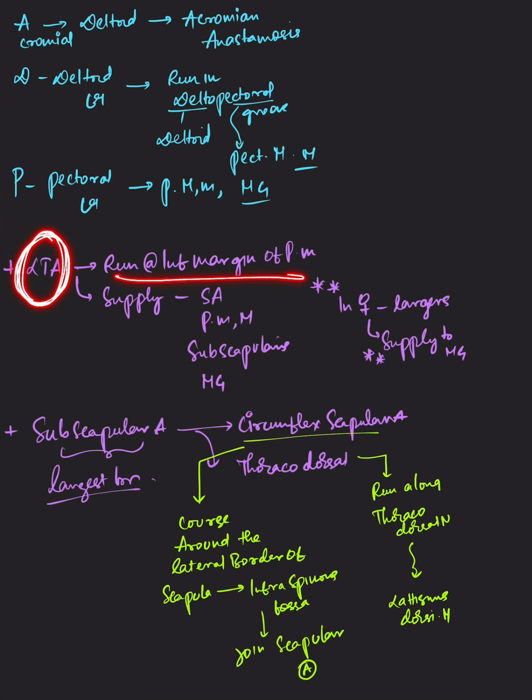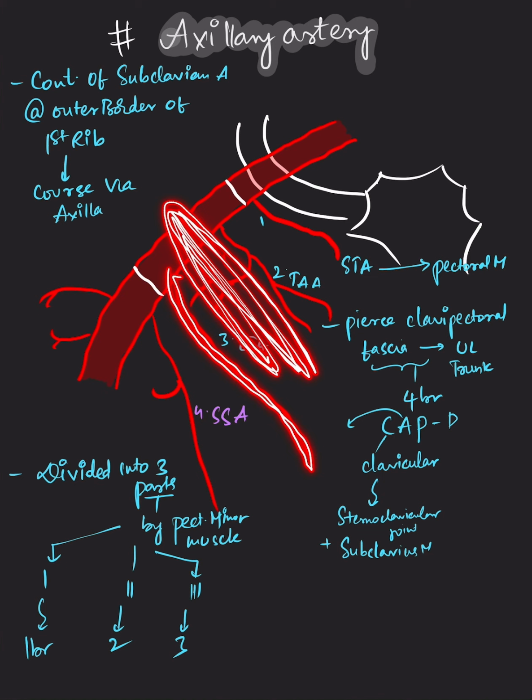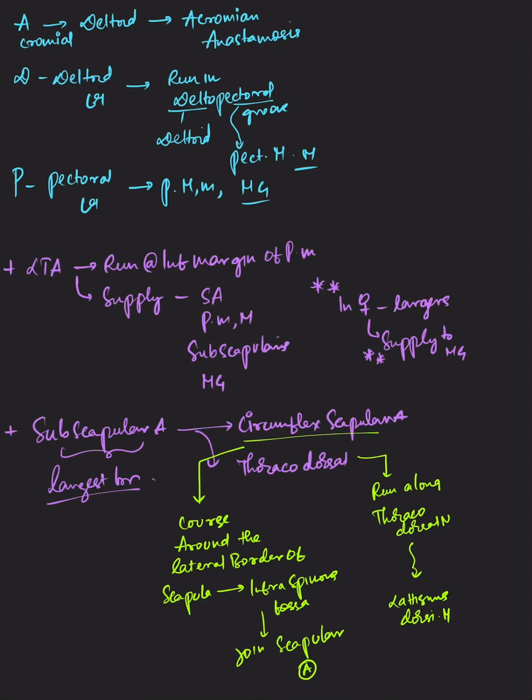Later, the second branch from the second part of the axillary artery is the lateral thoracic artery, which runs along the inferior margin of the pectoralis minor muscle. It supplies the serratus anterior, pectoralis major, minor, subscapularis, and the mammary gland. In females, this lateral thoracic artery is larger because it supplies the mammary gland. The richest blood supply to the mammary gland is from this lateral thoracic artery, and it is larger in females in order to supply the mammary glands.